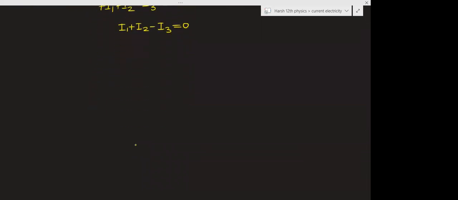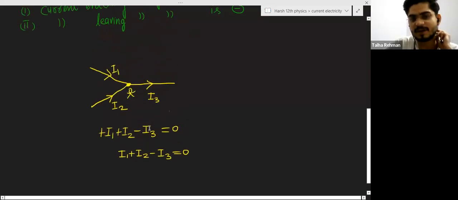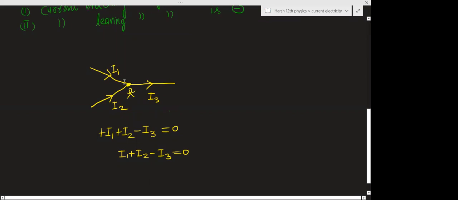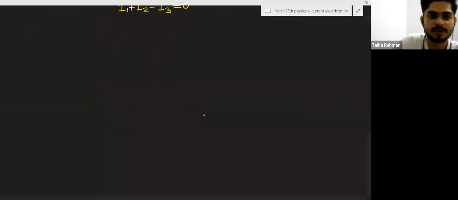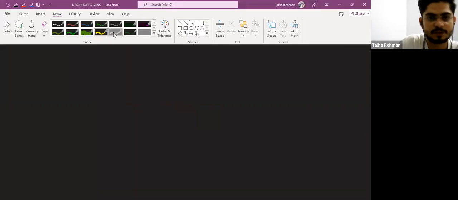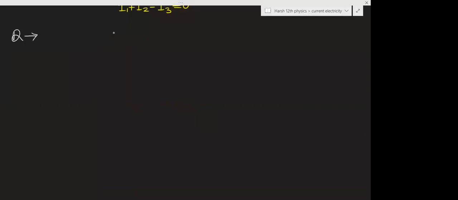Entering current, and how will you identify whether the current is entering? You will suppose that you are here, and you will see the direction of the arrow. Now we will solve one question on it. Very easy question.